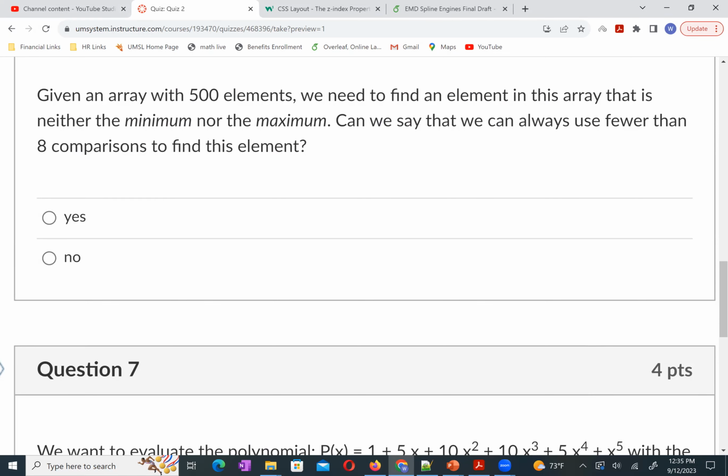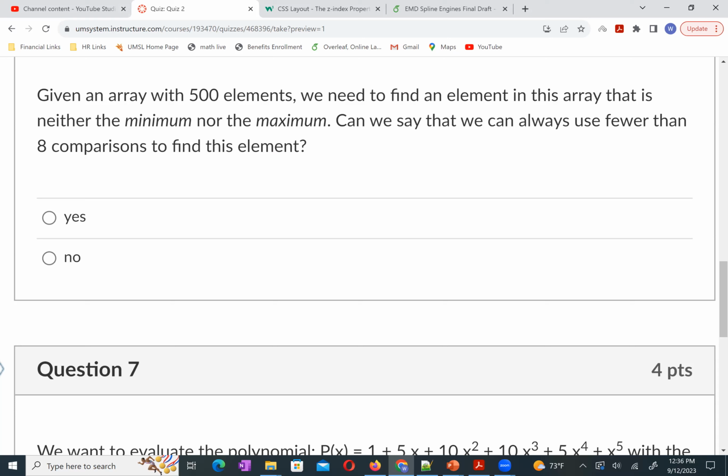Given an array with 500 elements, we need to find an element in this array that is neither the minimum nor the maximum. Not the minimum, not the maximum. That's the only requirement. Okay? Can we say that we can always use fewer than 8 comparisons to find this element?